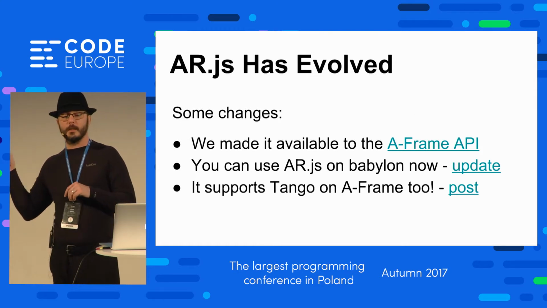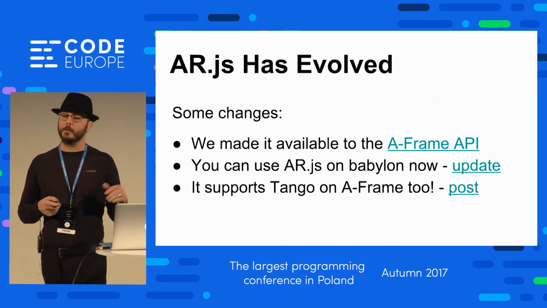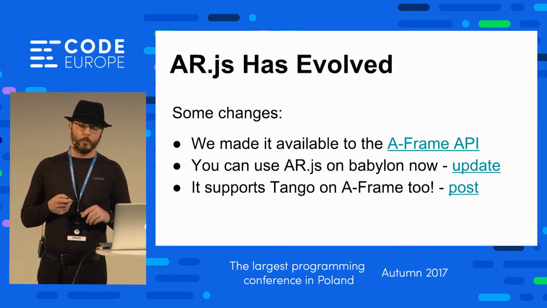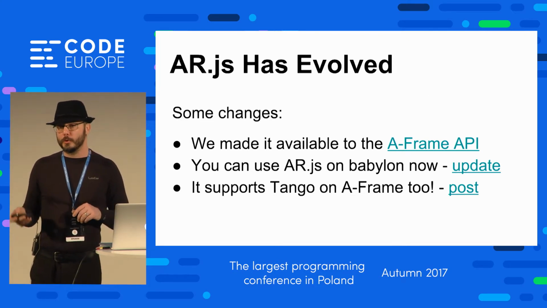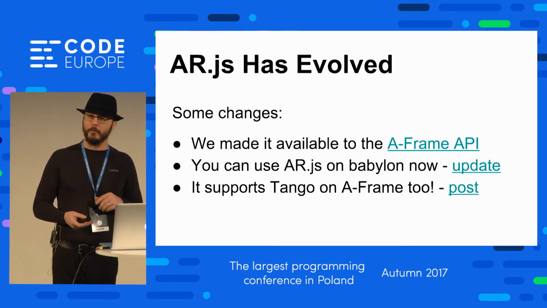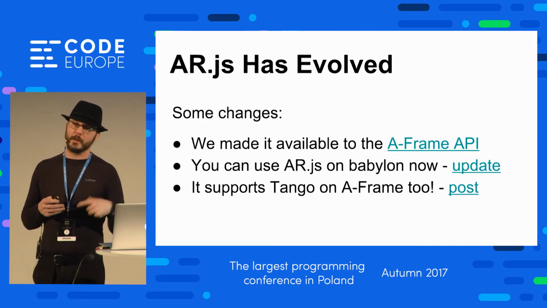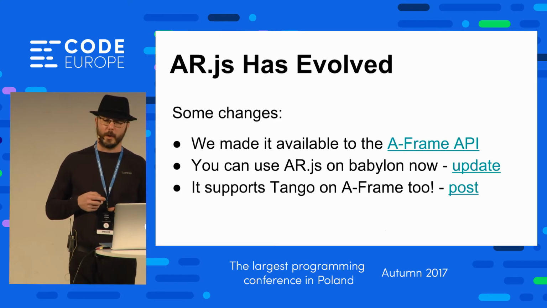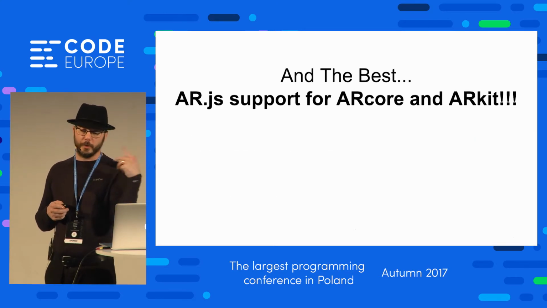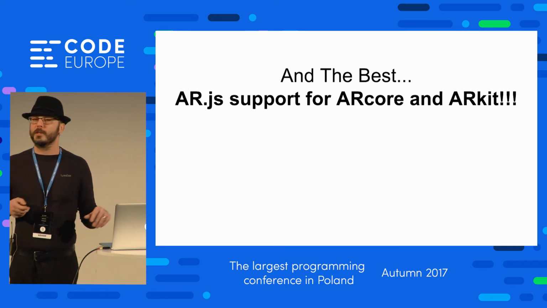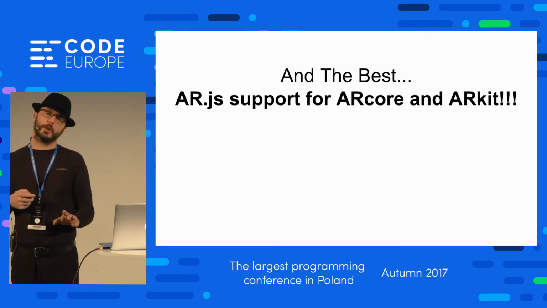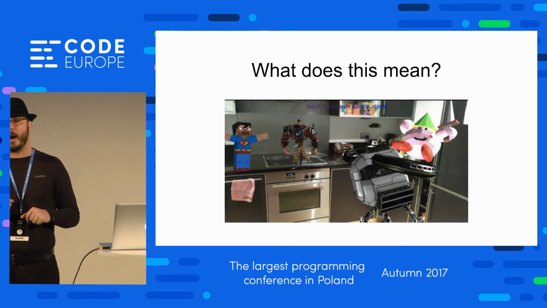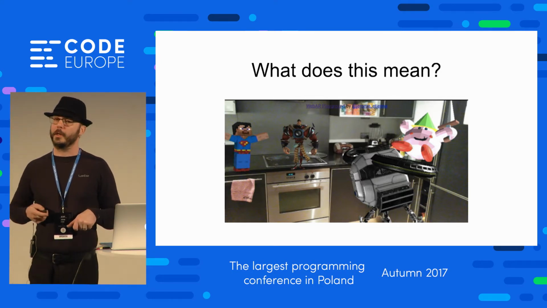So what is ARJS now? ARJS has evolved quite a bit since the beginning. First, we made it available on A-Frame. A-Frame is a framework to do 3D for web developers. Very similar. This is the example that you have seen at the beginning. It makes 3D very simple for beginners, which is perfect. Additionally, ARJS is available on Babylon now. Before it was available on A-Frame and Three.js. Babylon is a WebGL framework done by Microsoft. I ported ARJS to it.